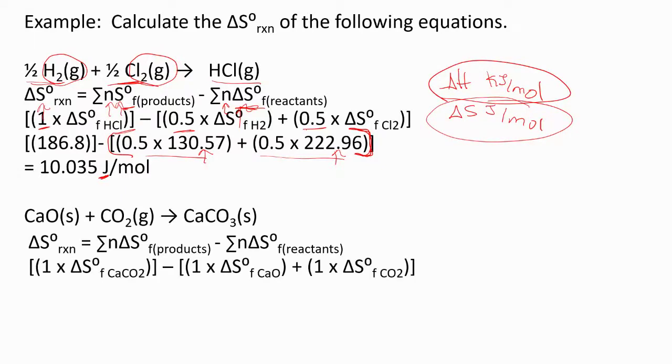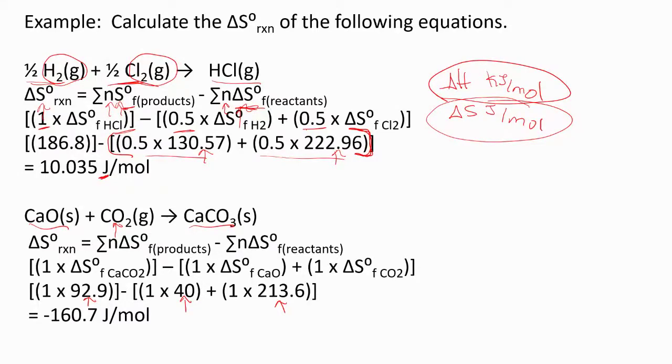So when we look up our S values and we plug them in, 1 mole of calcium carbonate solid has an entropy of 92.9. 1 mole of calcium oxide solid has an entropy of 40, and 1 mole of carbon dioxide gas is 213.6. When we solve, we get a negative 160.7. So this value is negative, so this is not favorable. This entropy value is positive, so it is a favorable process.